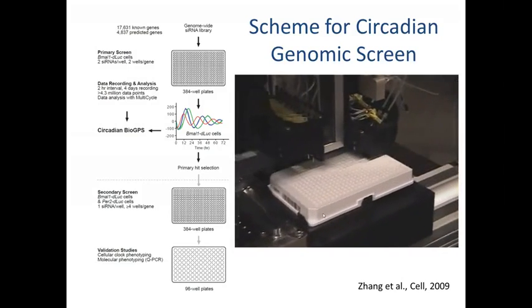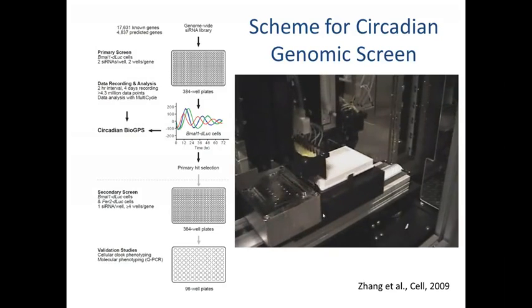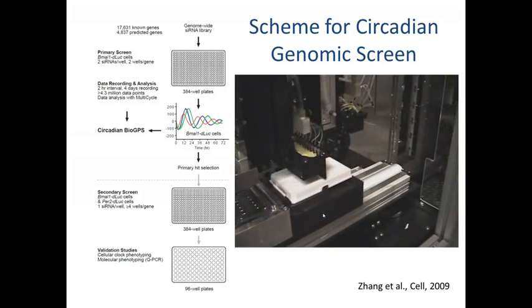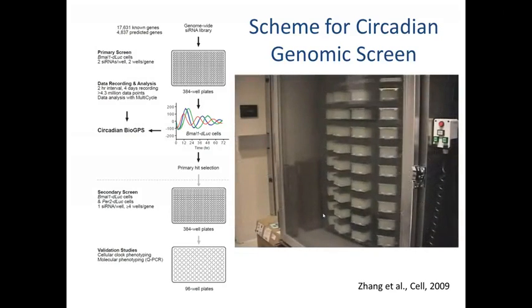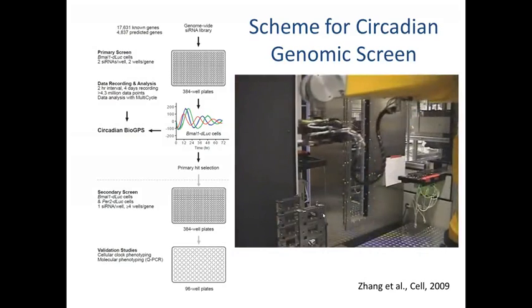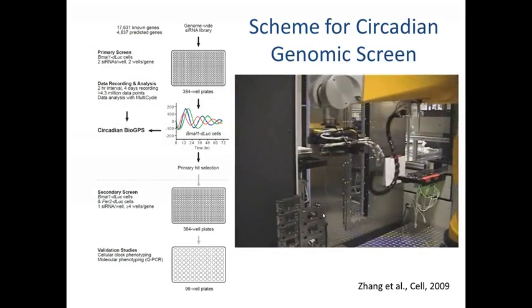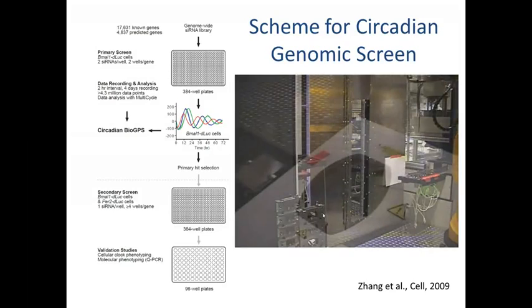And then the plate will go to what's called a hotel incubator, where it will remain for a period of time to acclimate. And then later, every 2 hours, a plate will be pulled from this hotel incubator and sent over to an imaging station where a reporter gene will be measured. And then actually the plate will be returned to the incubator. The process will start again every 2 hours.